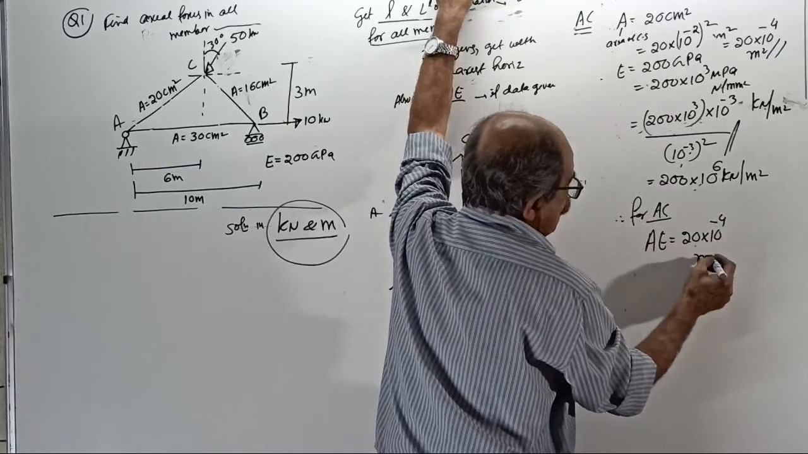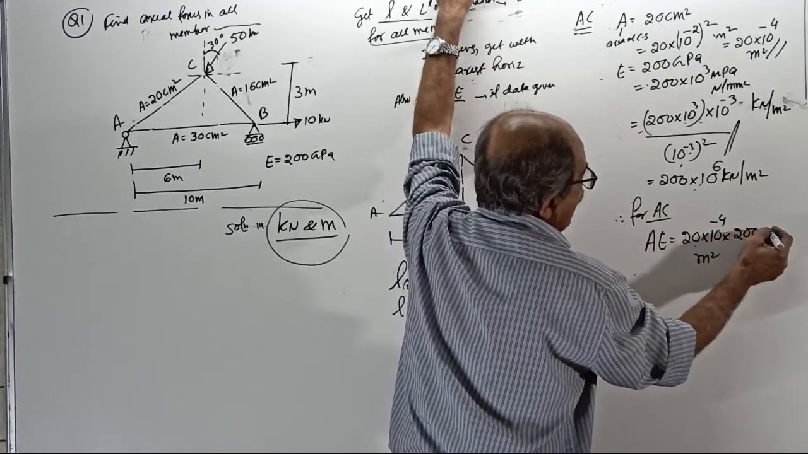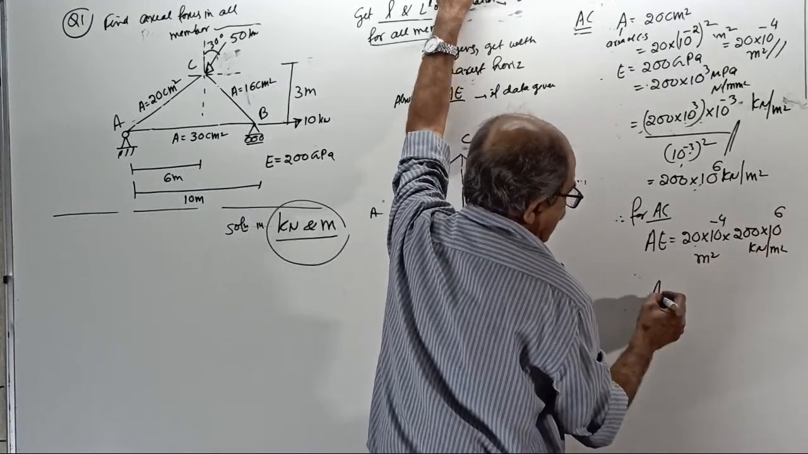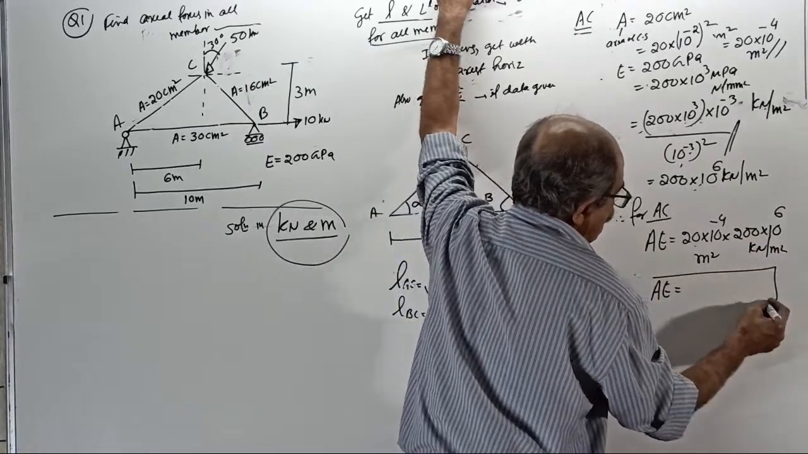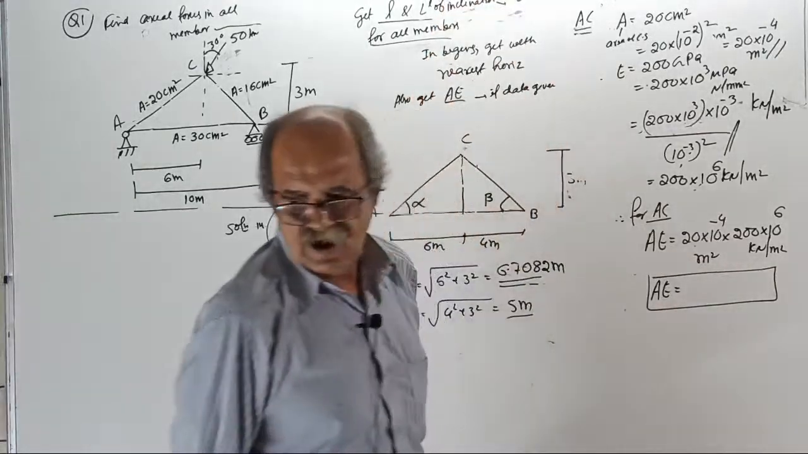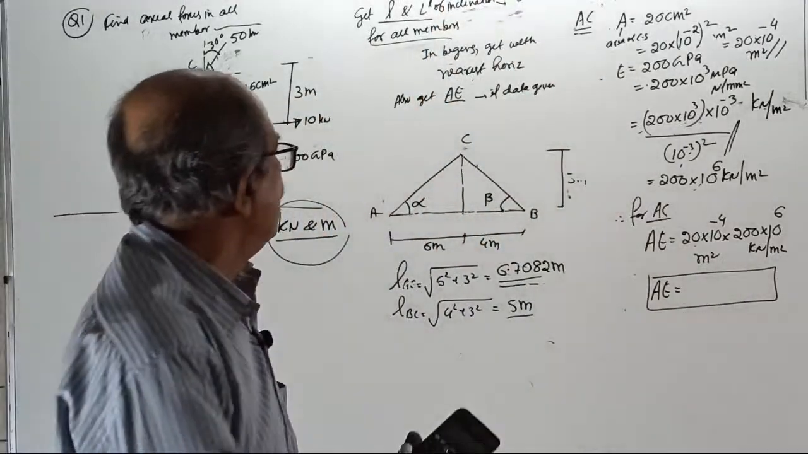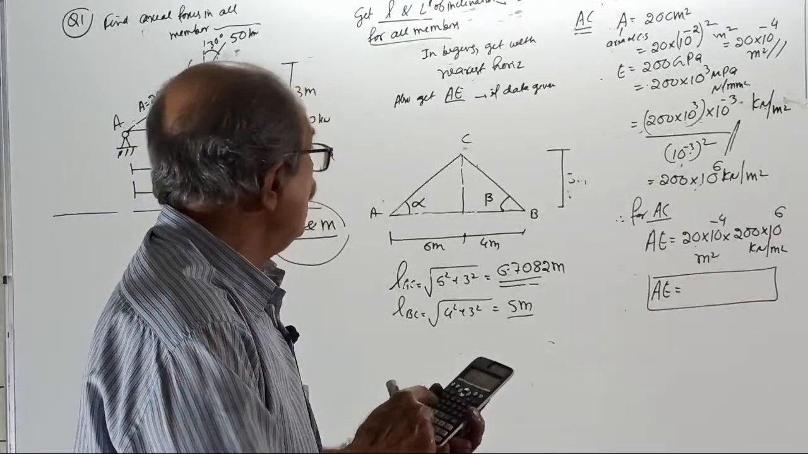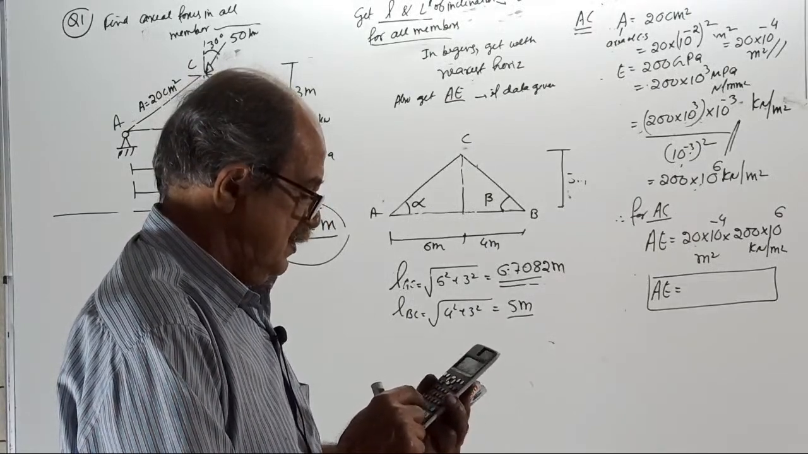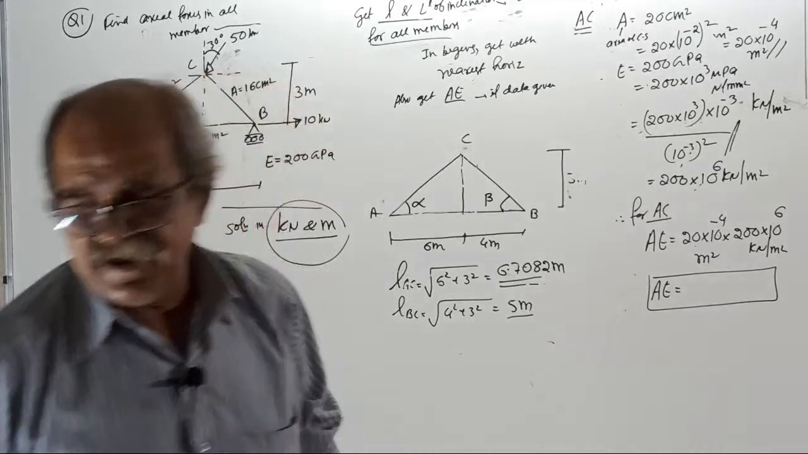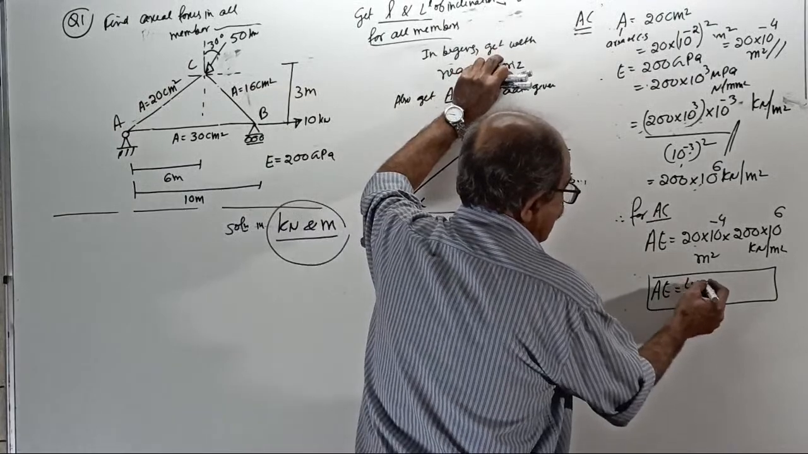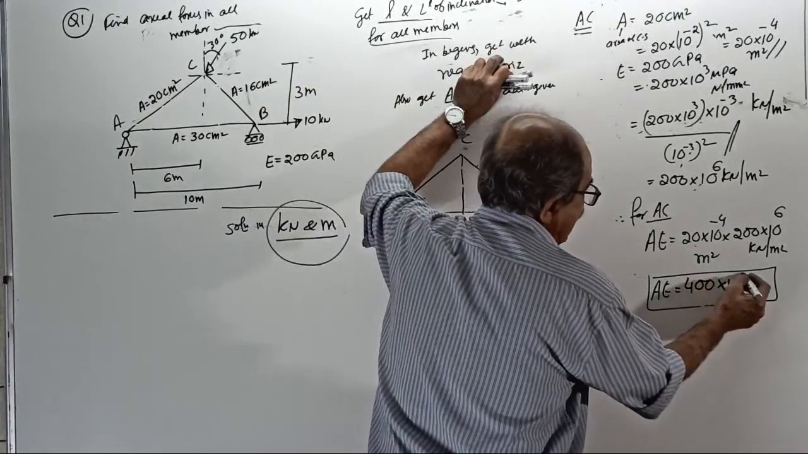A in meter square into E is 200 into 10 to the power 6, that is in kilonewton per meter square. So AE for member B equals, tell me the answer now. It is 200 into 20. What is the answer? I want the AE value for this. 20 into 10 to the power minus 4 into 200 into 10 to the power 6, is it divided by 10 to the power 3? Is it 400 into 10 to the power 3?